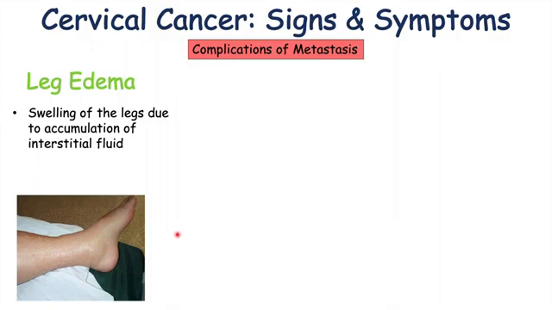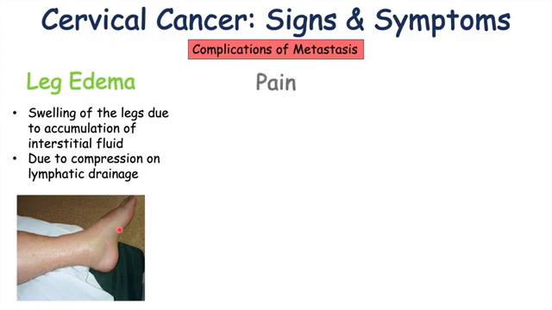So what's supposed to happen is that the fluid in the interstitial area is supposed to be drained by the lymphatics. But if there is a growing cancer in the pelvis, this can lead to compression on lymphatic drainage in the pelvis, meaning that the flow of lymph or drainage of the fluid is impeded. So this can lead to a buildup of fluid in the legs. So this can lead to leg edema.